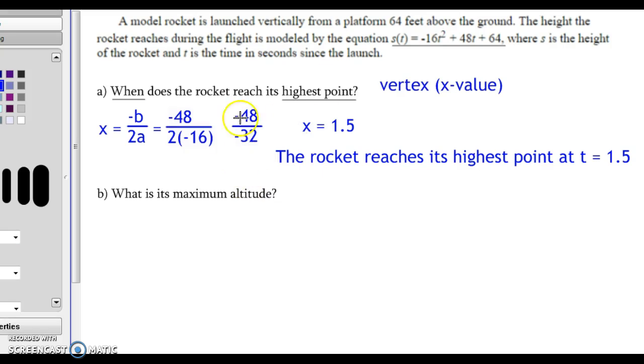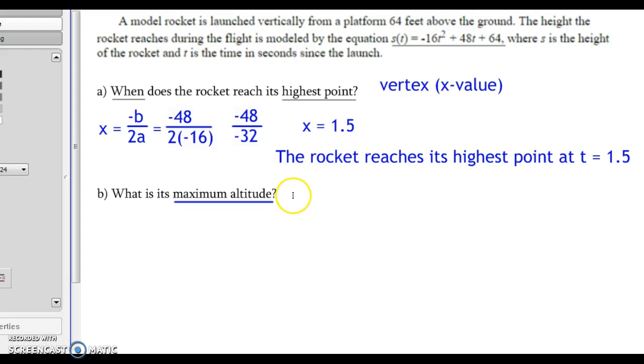We know that maximum altitude is also related to the vertex, so we could also refer to that as the vertex, but it's not the x value anymore. The maximum altitude is the vertex's y value. Keep in mind that the x value is talking about time, when. The y value is talking about height, altitude. So in order to find the y value of the vertex, we take the x value we just found and substitute it into the quadratic equation.